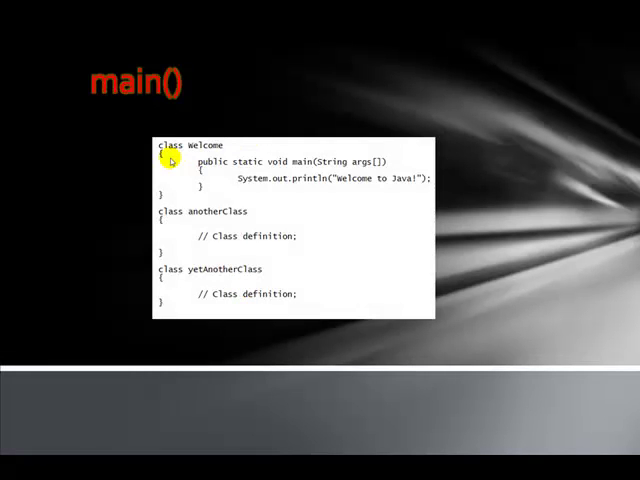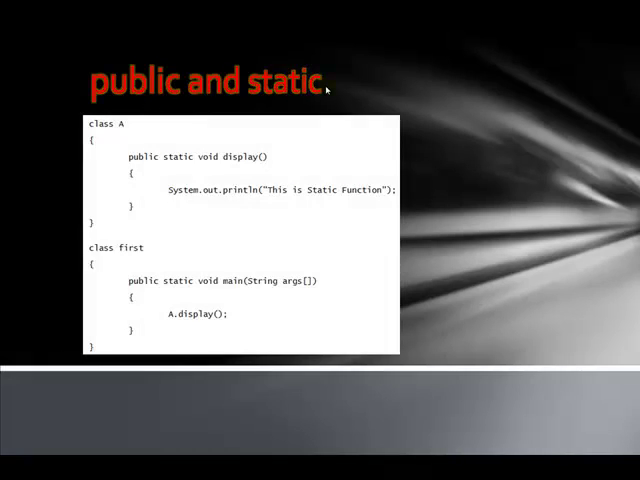Main. Every Java application program must include a main method. This is the starting point for the interpreter to begin the execution of your program. A Java application can have any number of classes, but only one of them must include a main method.